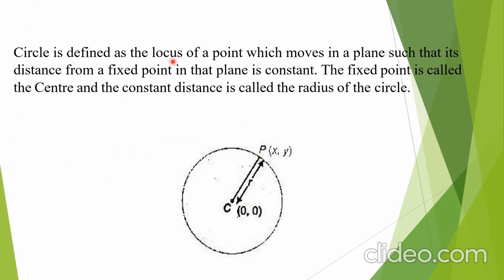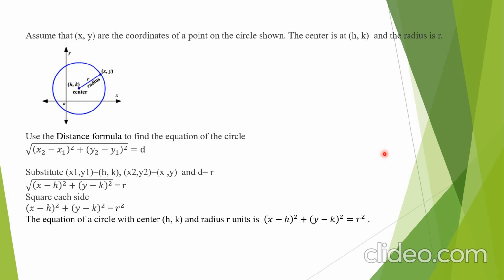Circle is defined as the locus of a point which moves in a plane such that its distance from a fixed point in the plane is constant. Here, this is the locus. We choose a point on it, then its distance from the fixed point, which is the center, remains constant, and that distance is the radius. Now we find out the equation of the circle.